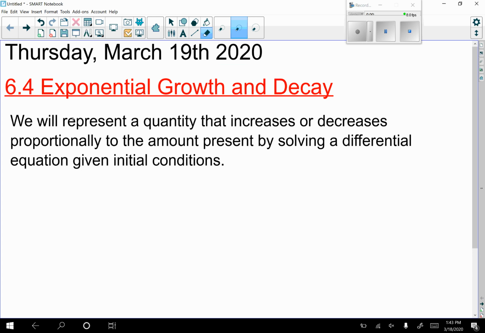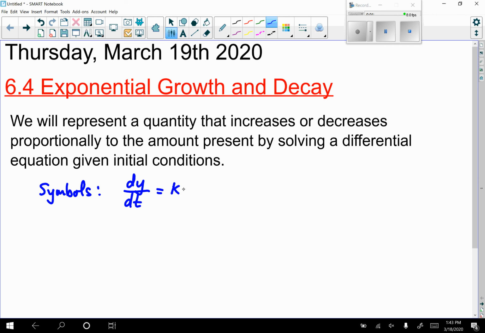So we're going to be able to represent a quantity that increases or decreases proportionally to the amount present by solving a differential equation given initial conditions. In symbols, a quantity that is increasing or decreasing is changing at a certain rate. So we're going to write that as dy over dt, as some original amount is changing over time proportionally to the amount. So it's changing proportionally to the amount. So we're going to use k to represent some constant times this original amount y.